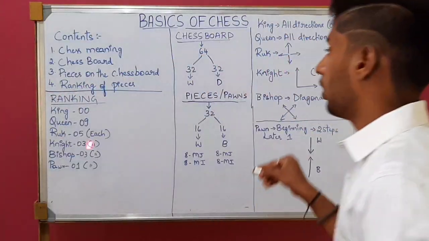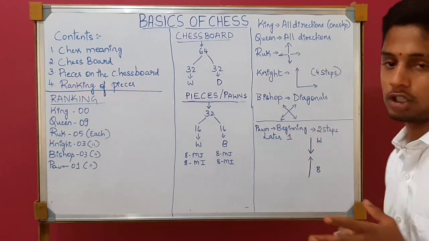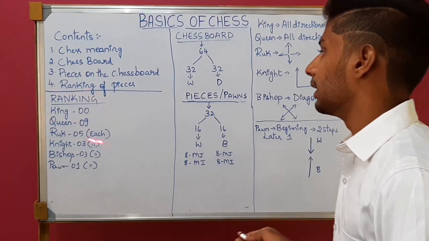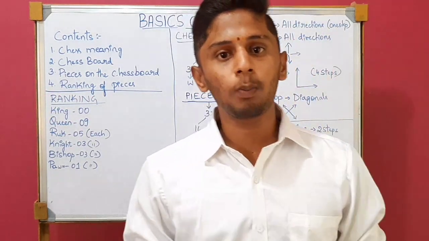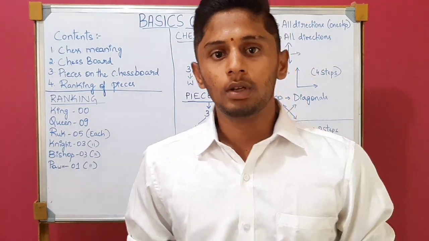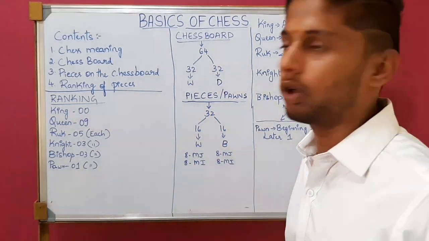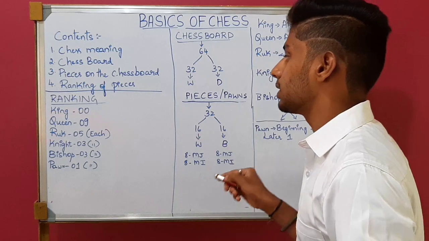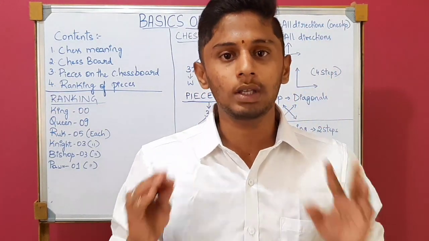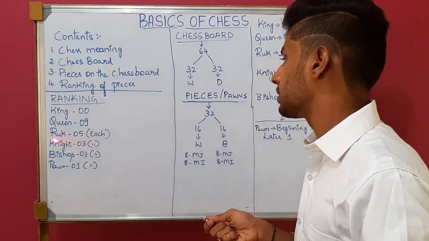Let's move to the last topic in this video, that is the ranking for the pieces on the chessboard. In ranking, the first piece is the king. The king consists of 0 points, because if there is no king, there is no game. And the second piece is the queen. The queen has the highest points on the chessboard, because it can move all over the chessboard. It consists of 9 points.